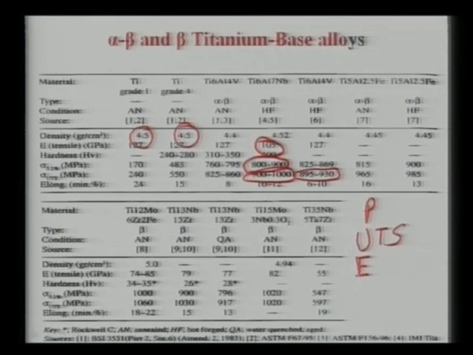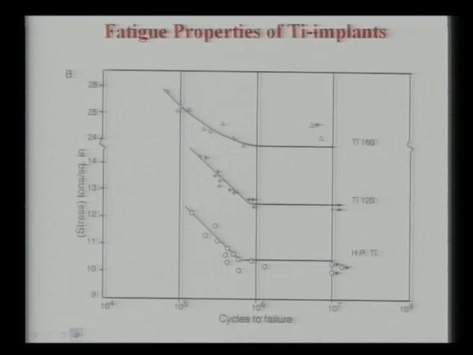And your cortical bone, the upper bound of the elastic modulus of cortical bone is around 80 gigapascal. So titanium elastic modulus is close to that of the cortical bone, and therefore from mechanical point of view also titanium is highly preferred because it somehow closely matches with the upper bound elastic modulus of the cortical bone. Now this is kind of fatigue properties of the titanium implants.